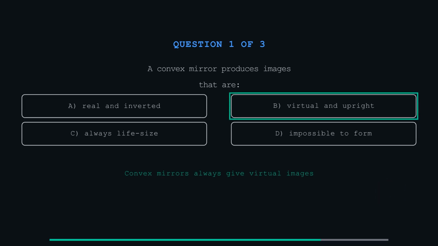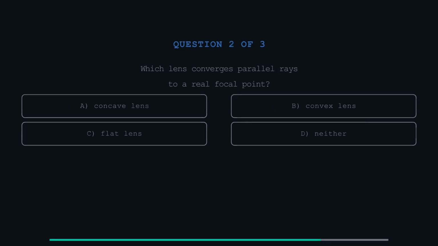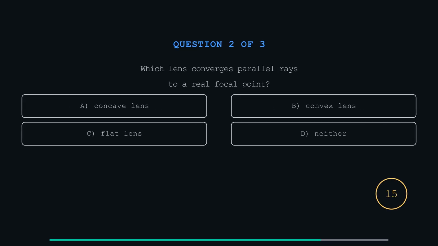The correct answer is B. Convex mirrors always give virtual images. Read the question and select your answer.